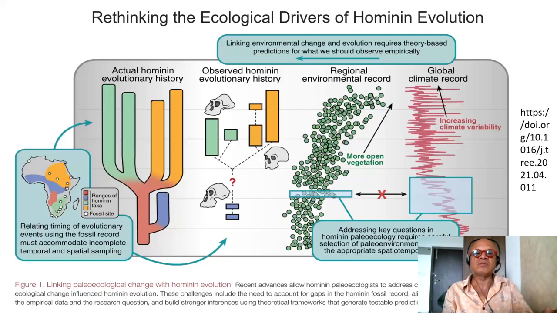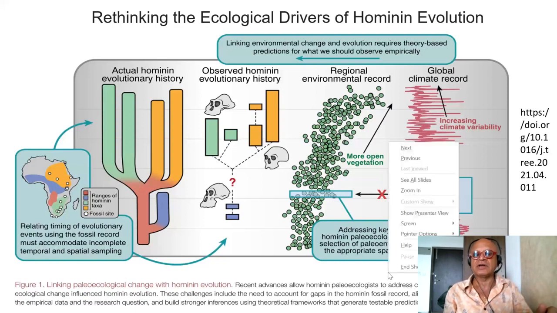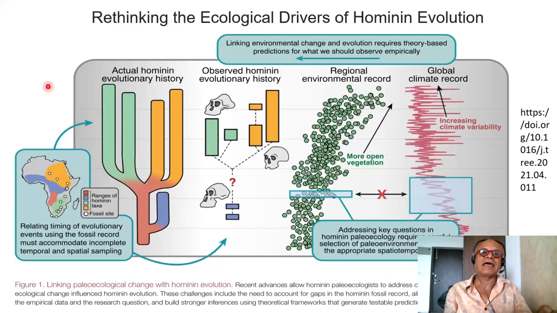So obviously when you put them together, there may be gaps that are not filled, not only because of the lack of data and the continuity of data and the scales, spatial and temporal scales covered by the data, but also just because sometimes there are silos in which people work. So here, linking paleoecological change with hominin evolution, recent advances allow hominin paleoecologists to address challenges in understanding how ecological change influenced hominin evolution.